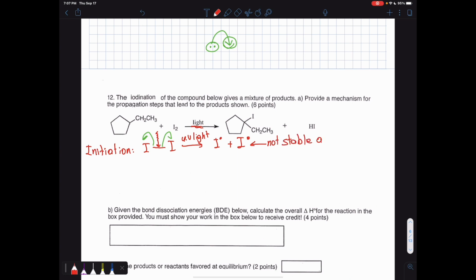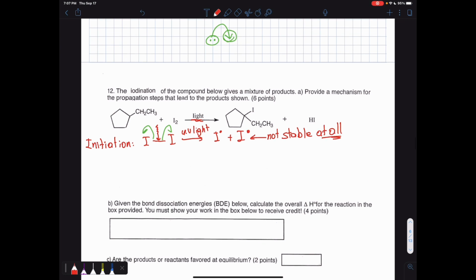Not stable at all. Right, so what that means is that they want to react. They want to react. Now moving into the propagation step. Propagation step. You have two steps for this one.